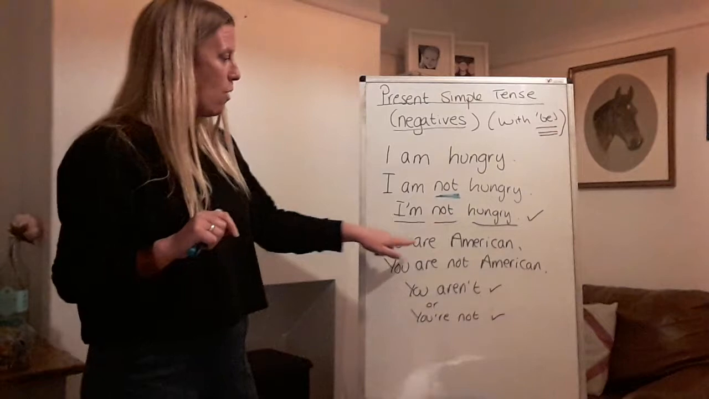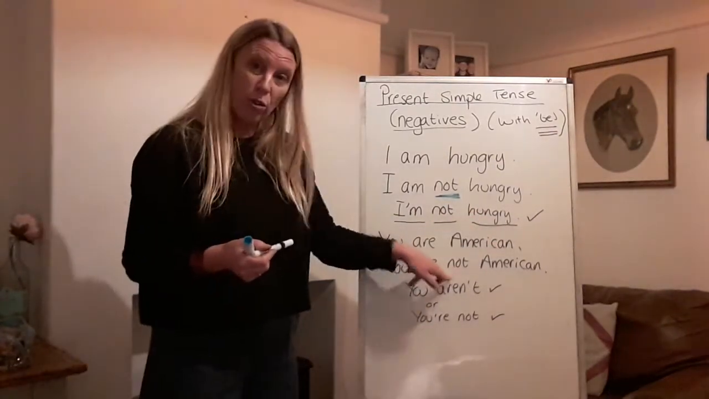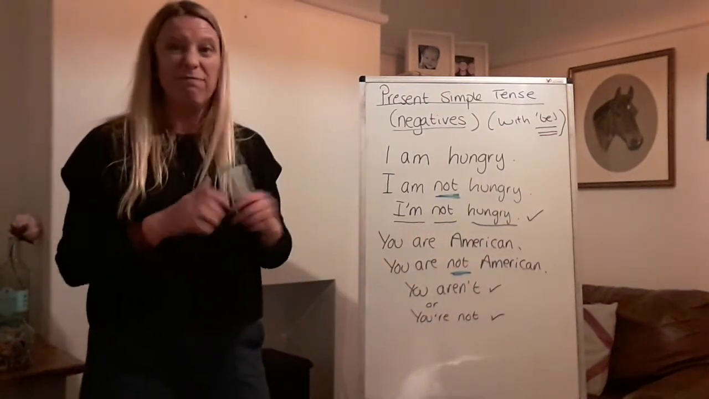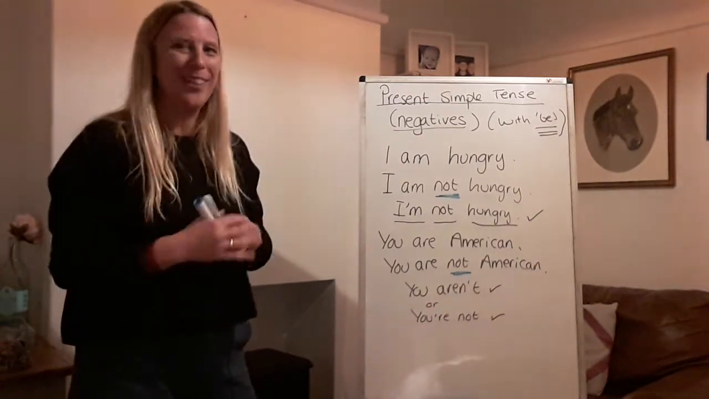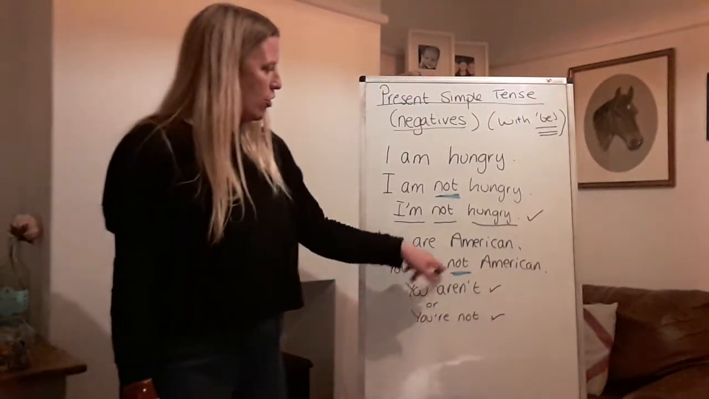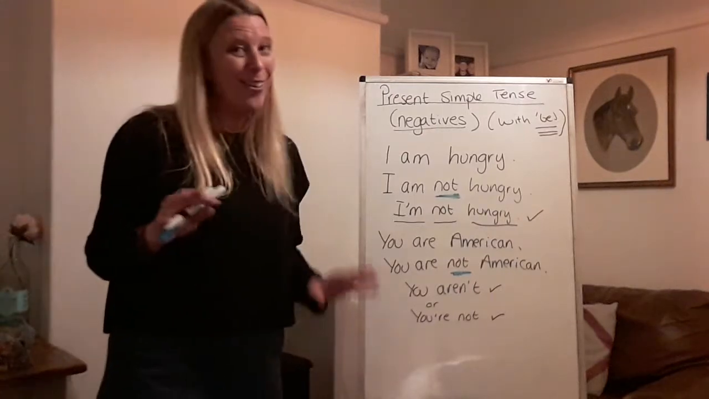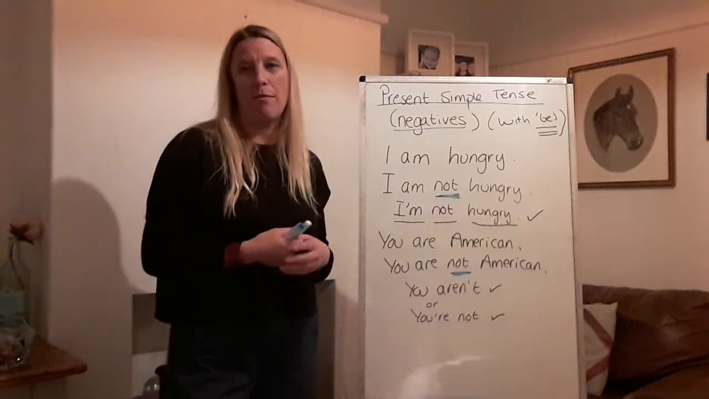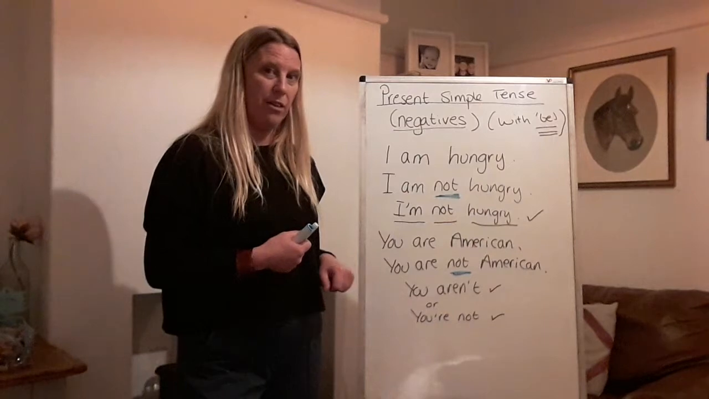Okay, so you are American. You are not. So we just pop this not in here. Okay, no do anywhere. No, that's for the other verbs. For the other verbs, do. For be, no do. Just put not in. You are not American. Now, we shorten this to, both of these are correct. Some people will say you aren't American. You are not. You aren't American.